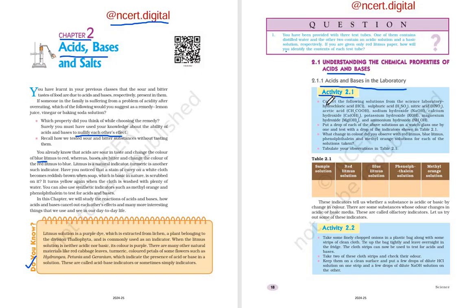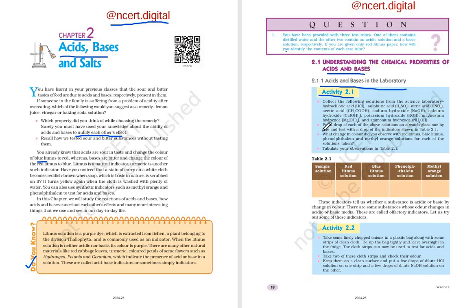Activity 2.1. Collect the following solutions from the science laboratory: hydrochloric acid, HCl, sulfuric acid, H2SO4, nitric acid, HNO3, acetic acid, CH3COOH, sodium hydroxide, NaOH, calcium hydroxide, Ca(OH)2, potassium hydroxide, KOH, magnesium hydroxide, Mg(OH)2, and ammonium hydroxide, NH4OH.